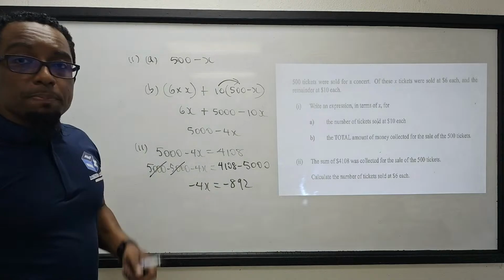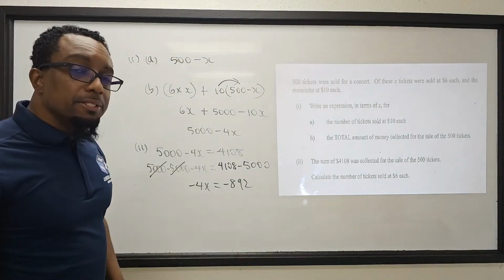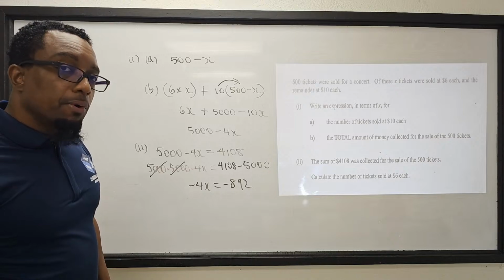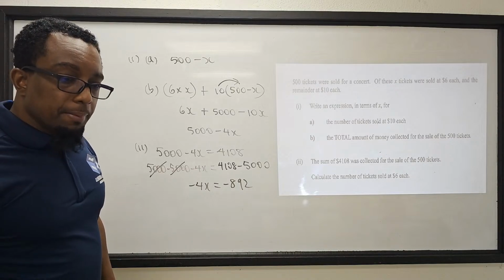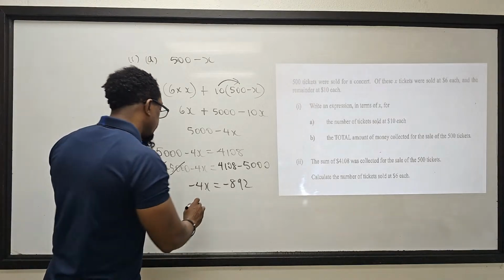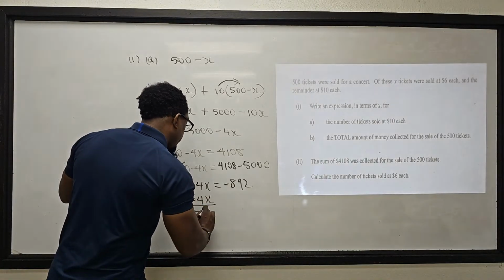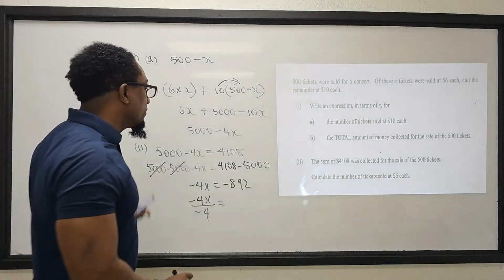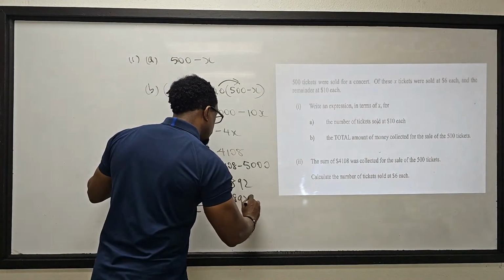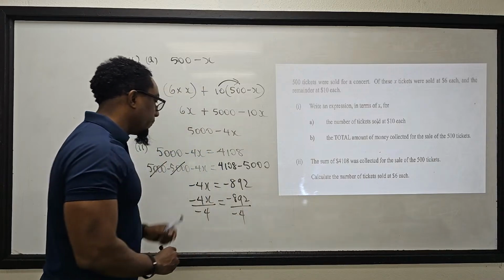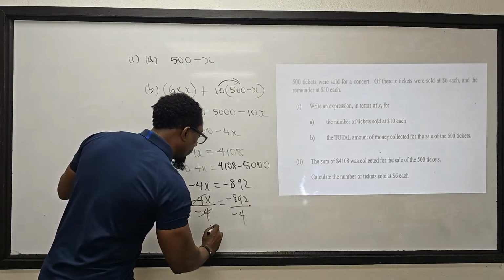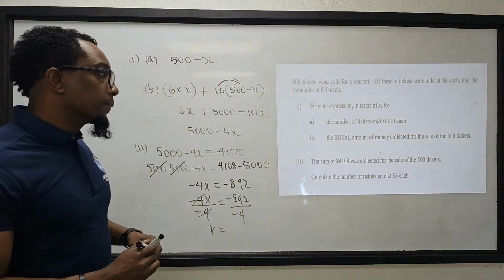But then you want to get x by itself, so you have to move the negative 4 in front of x. That's negative 4 multiplied by x. The opposite of multiplication is division. Negative 4x divided by negative 4, and what I do to one side, I do to the other: negative 892 divided by negative 4. So my two negative 4's divide into each other to give me 1x.